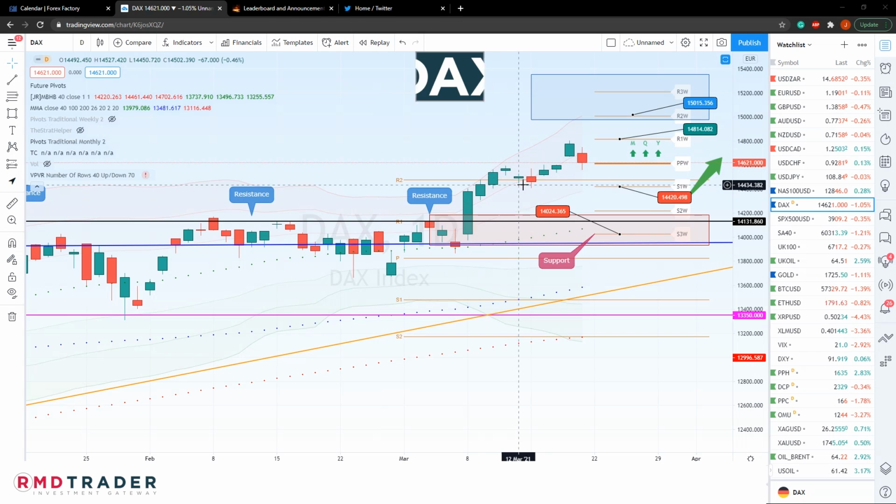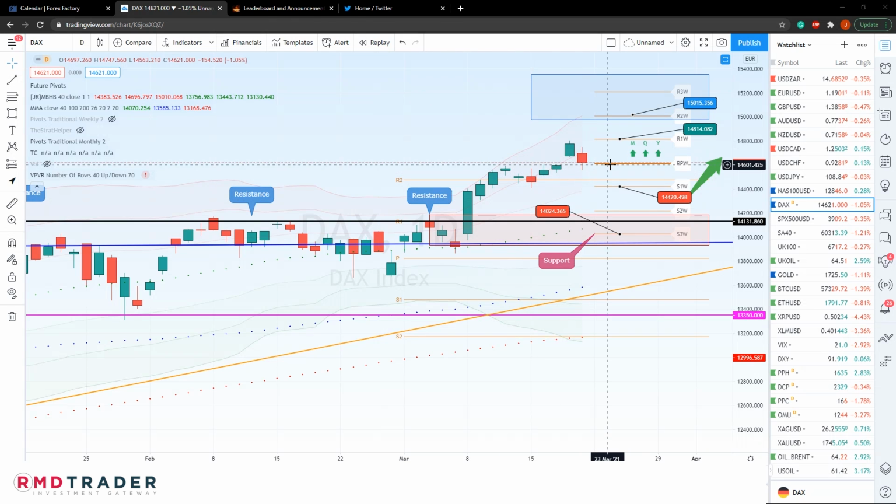Moving on now to the DAX. The DAX is still trending upwards quite nicely. We are currently trading right on the new weekly pivot. That is at 14,600. Overhead resistance is at 14,800, which is very close to last week's high.